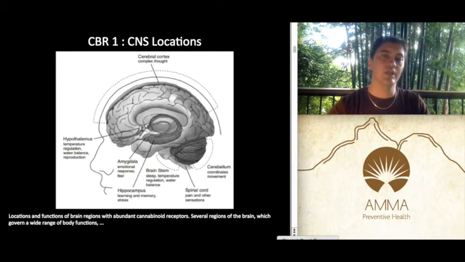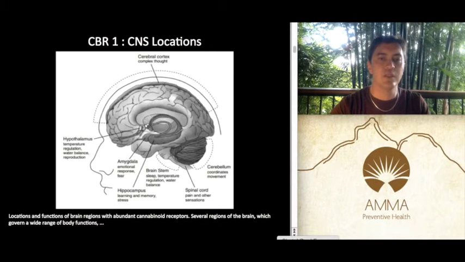Another one indicating central nervous system locations is CB1 receptors. So once again: the hypothalamus, temperature regulation, water balance and reproduction; the amygdala, emotional states, response, fear; the hippocampus, learning and memory and stress response; the brainstem, sleep, temperature regulation, water and balance responses; the spinal cord, pain and other sensation; the cerebellum, movement and coordination; and the cerebral cortex, so complex thoughts and memory.